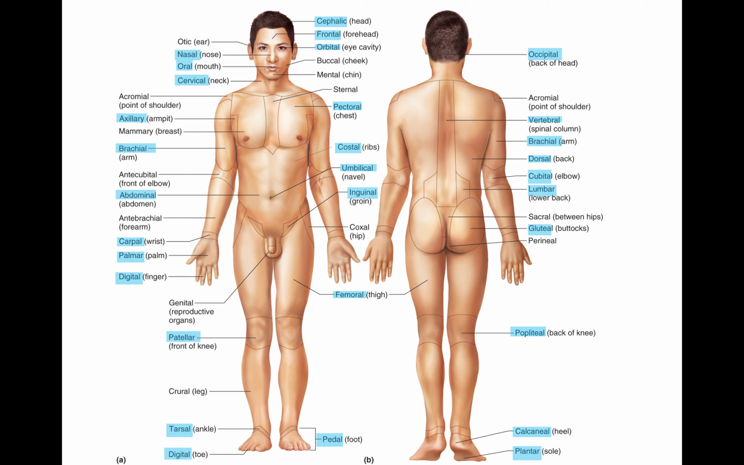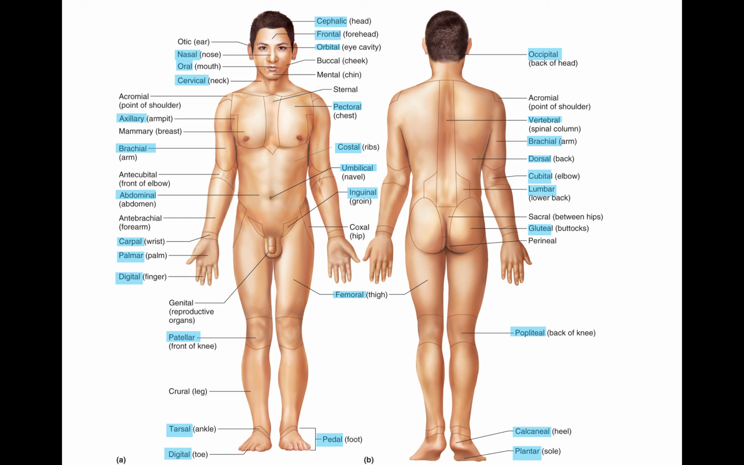Pectoral is your chest. Axillary refers to the area around your armpit. Your armpit itself is the axilla. Brachial refers to the arm, specifically the upper arm. Antebrachial is the lower part of your arm or the forearm, and so that's why when we're talking about brachial, we usually mean the upper arm, even though it just says arm.